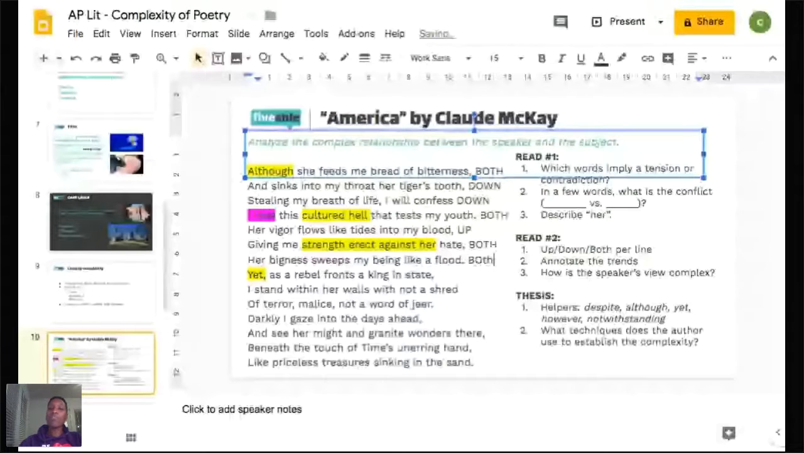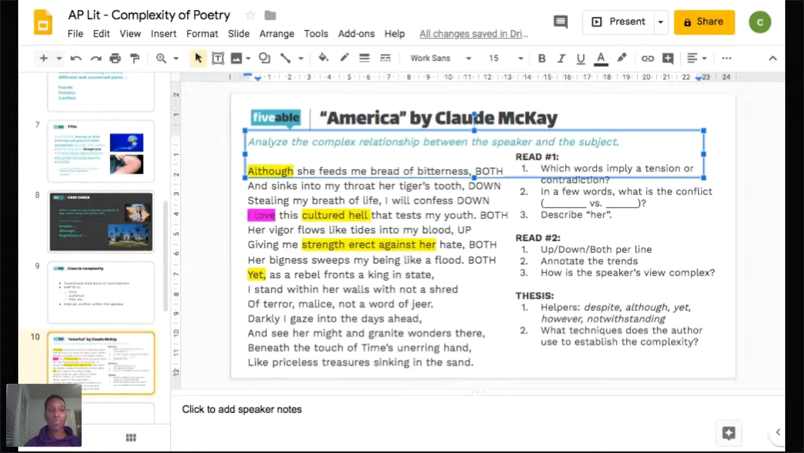"Yet as a rebel fronts a king in state." It depends on how you look at history. It depends on how you look at rebellion. Should a rebel confront a king, a currently sitting king? Maybe yes, if they have something righteous to be rebellious about. Maybe no. And so here we start to get into a very subjective reading with your own ideas. And so again, like I was saying about the bigness sweeping the being like a flood, maybe today you see it's not such a great idea to confront a king in state.